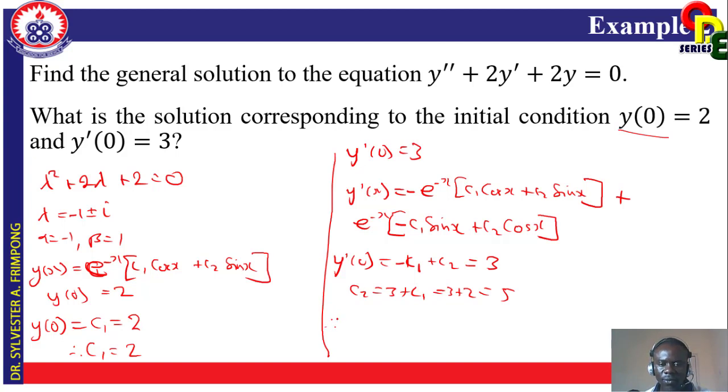Therefore, our particular solution here is e raised to the power negative x. c1 is 2, so 2 cos x. And c2 is 5, so plus 5 sin x.